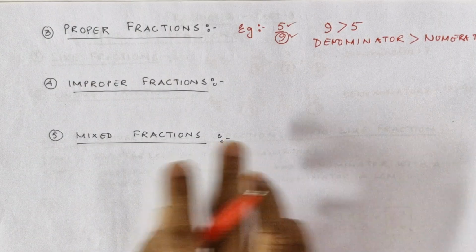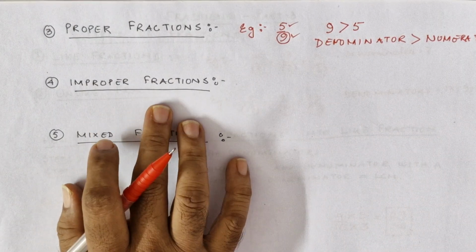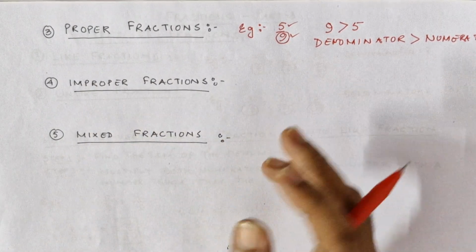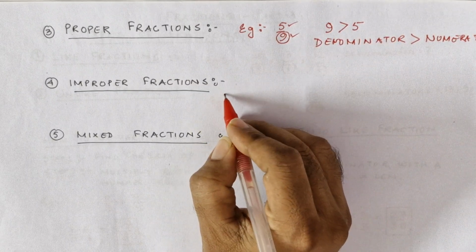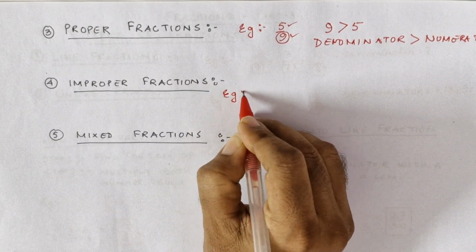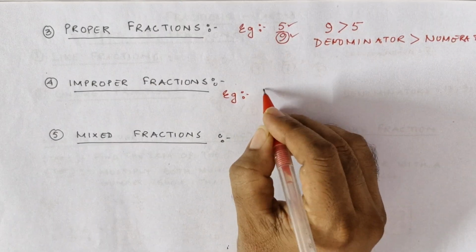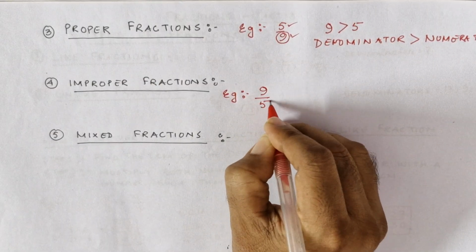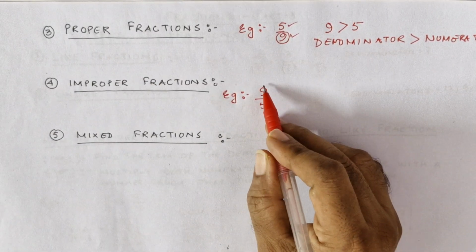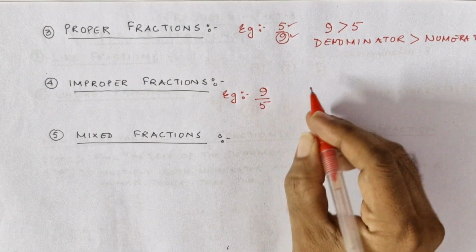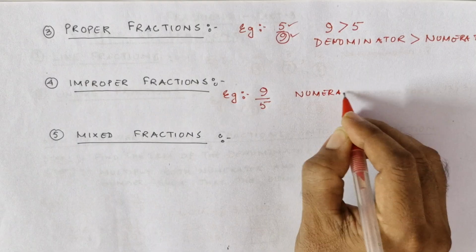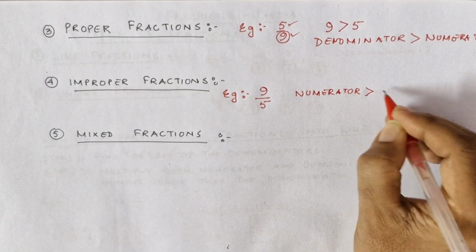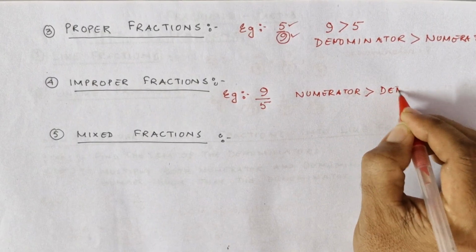So it is quite obvious then, what are improper fractions? The fractions whose numerator is greater than the denominator. So we'll take one example. Let's reverse this one. So 9 by 5. So here, what is the numerator? 9. So the numerator is greater than the denominator.